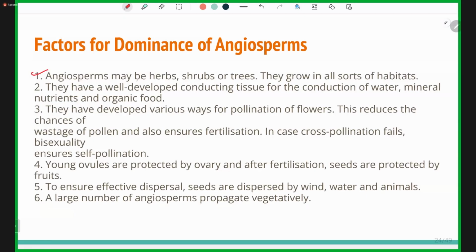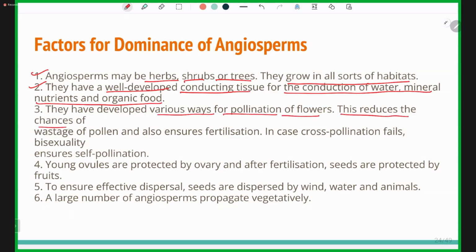So angiosperms may be herbs, shrubs, or trees. They have different sizes according to the places they live in. They grow in all sorts of habitats. Secondly, they have well-developed conducting tissue for the conduction of water, mineral nutrients, and organic food. They have developed various ways of pollinating flowers. This reduces the chances of wastage of pollen and also ensures fertilization.